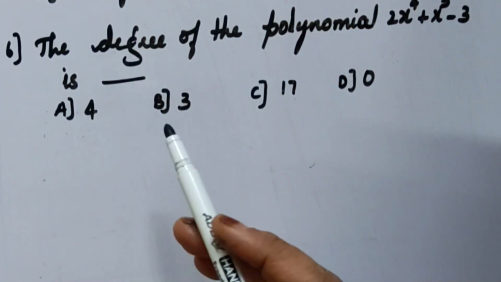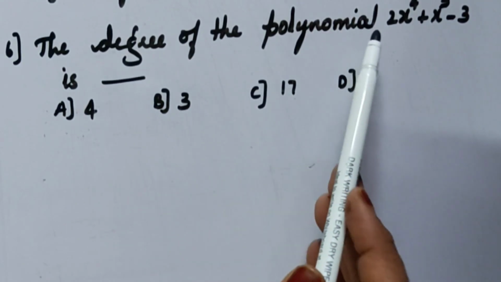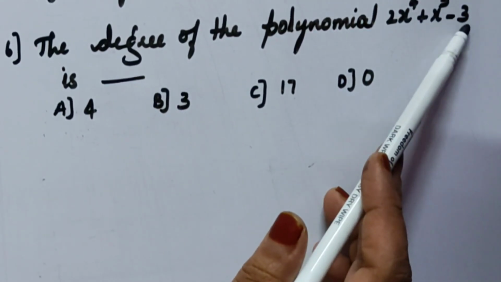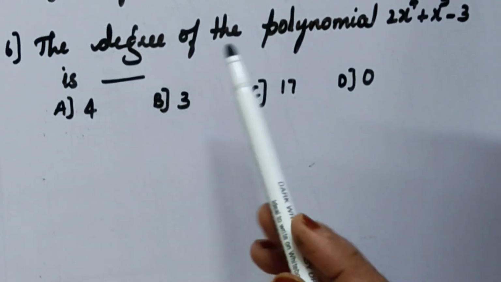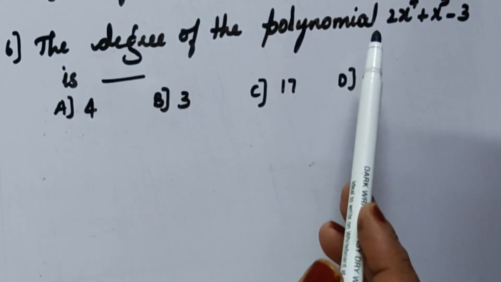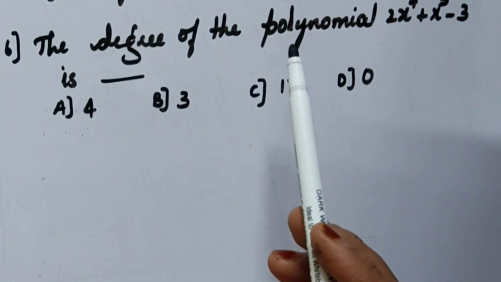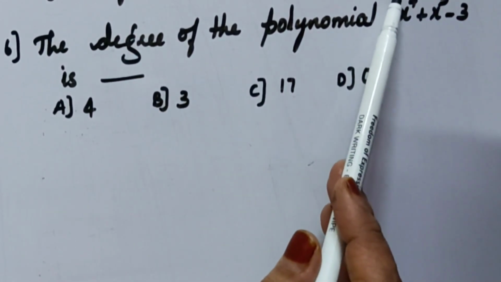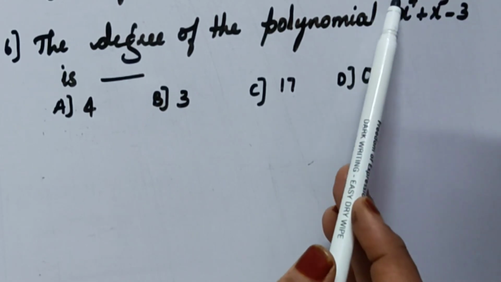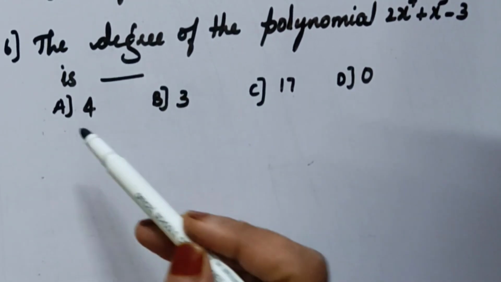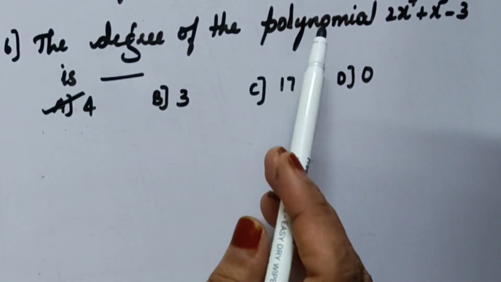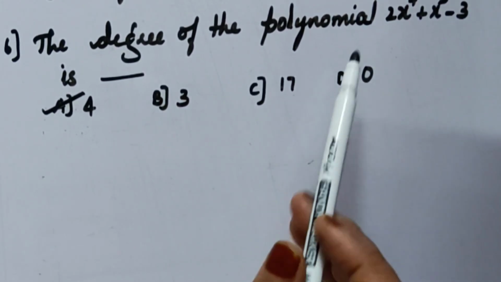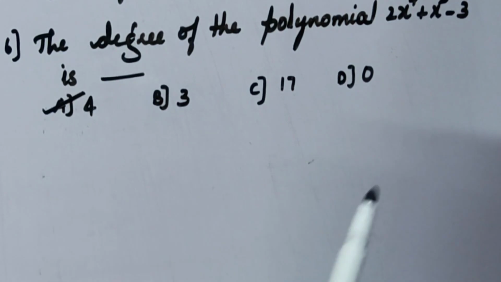Here we have got the next question. The degree of the polynomial 2x to the power of 4 plus x cube minus 3 will be... Degree means the power; the highest power is the degree of the polynomial. So when we compare 4 and 3, 4 is the highest number. So we say the degree of this polynomial will be 4. We just need to write the power of 4, not 2x to the power of 4.